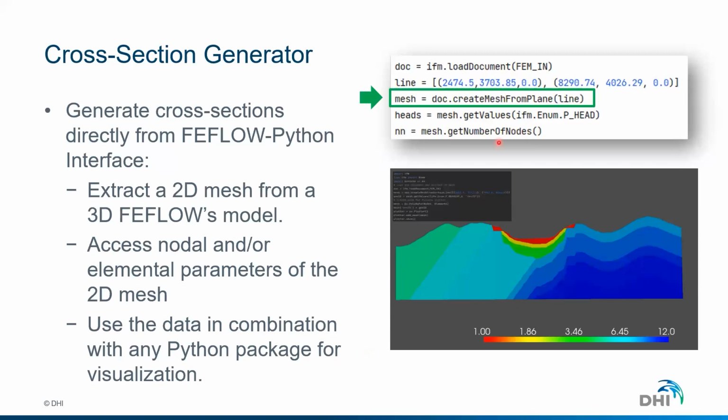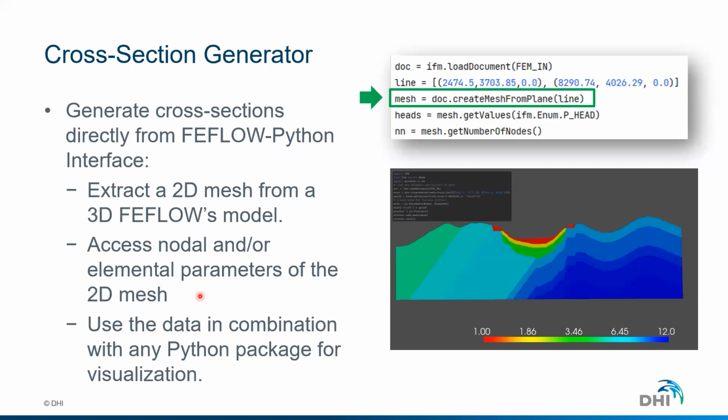You can have a FEFLOW document, which is a 3D document, and draw a line. You know the coordinates of your cross-section, so you can import this line if you have it as a shape file, and then in Python extract the coordinates of the line. And then we have a new method called create mesh from plane. What this method does is basically replicate what FEFLOW does in the graphical interface. It will cut the model through this line, create a cross-section, and extract a pseudo mesh.